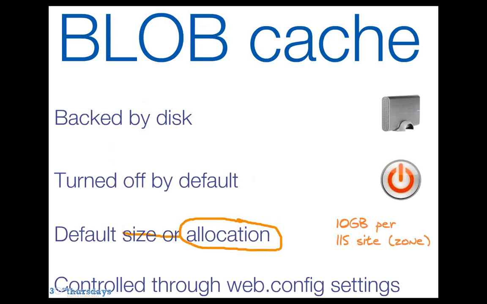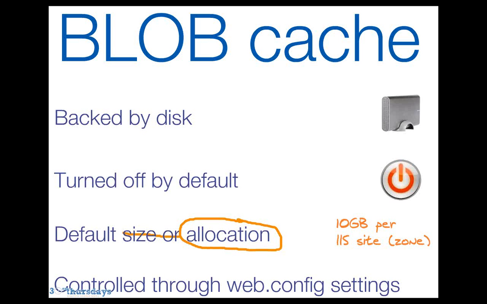Now, blob caching is backed by disk, so what you're doing is you're taking blob assets from your databases, your content databases, and the first time they're used, they get placed into the file system of the WFE, or the web front end, and served from there. This avoids the constant round tripping of the content database to pull those assets back. Blob caching is turned off by default, but it can be turned on easily enough.